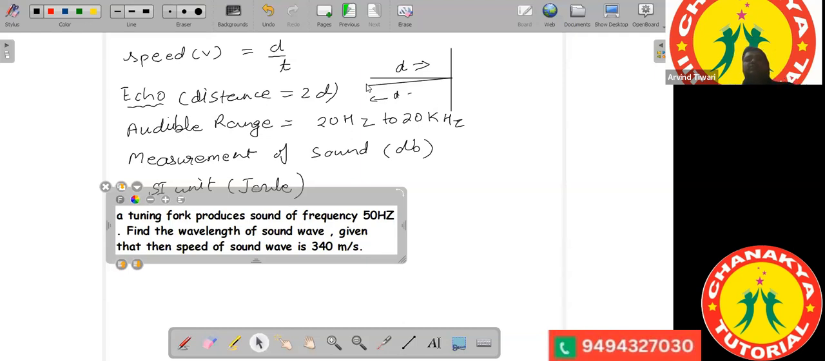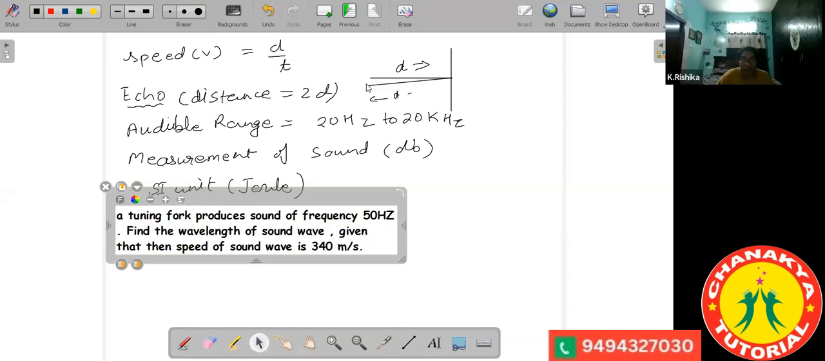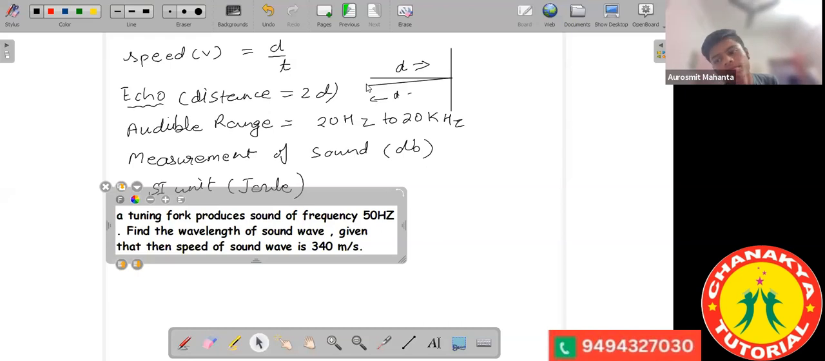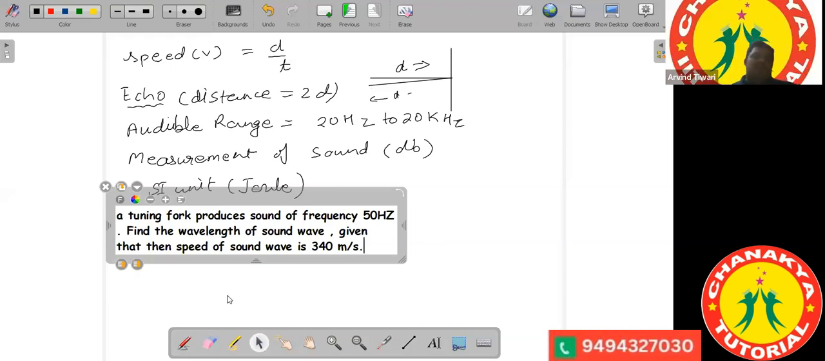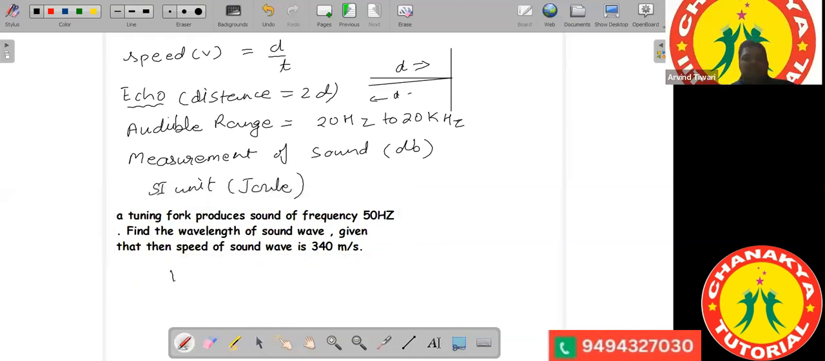Anyone else who has computed? I got the same answer, 6.8 meters. Okay, so the formula to be used over here is wave velocity v is equal to f lambda. Wave velocity we know is 340, which should be equal to f, which is 50, multiplied by the wavelength, that's lambda.